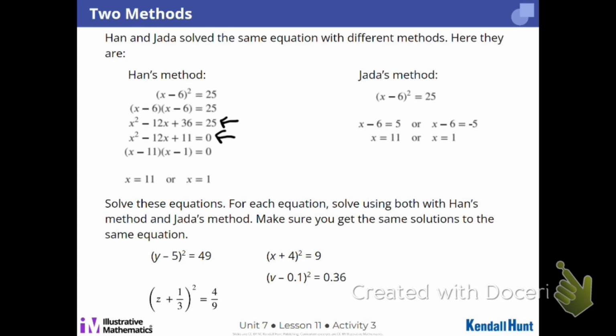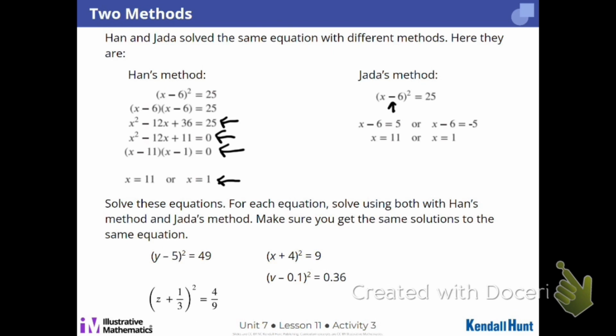Got to equal 0. Refactored. Use the ZPP. Now check out Jada's method. Who can explain to me what Jada did? Finn? She square rooted both sides? Yeah. What's cool is I like that you guys are seeing that, probably because we used the square root method to solve. Kind of what I see is the same thing but different.